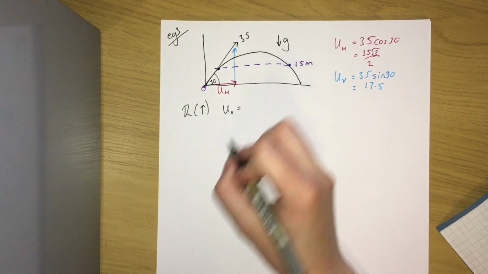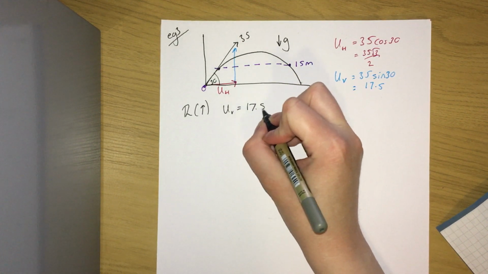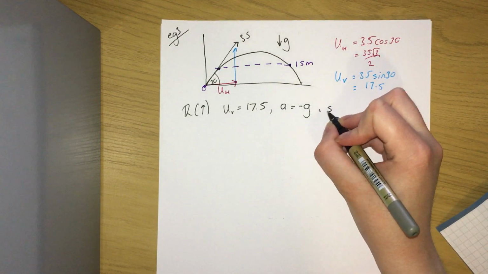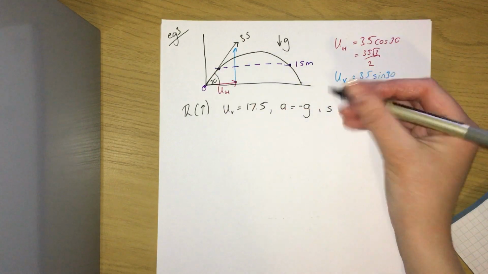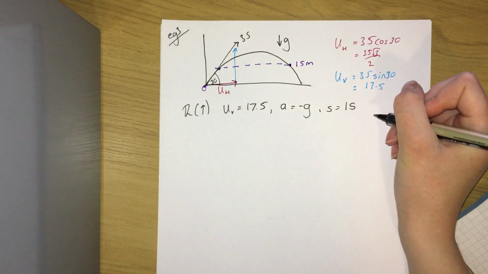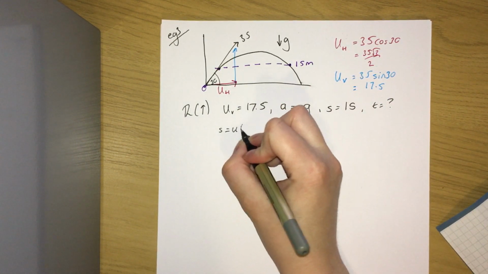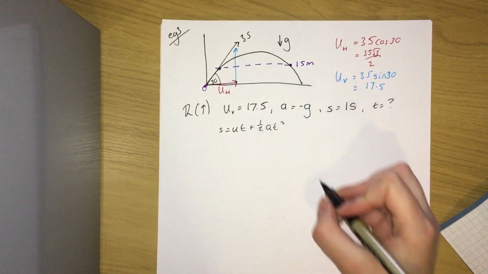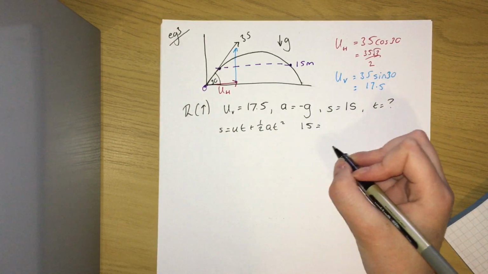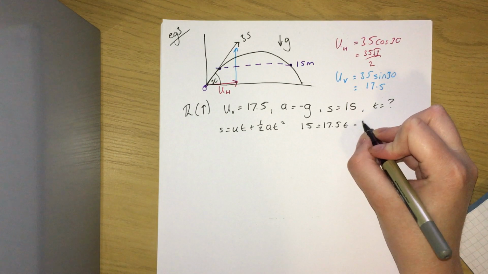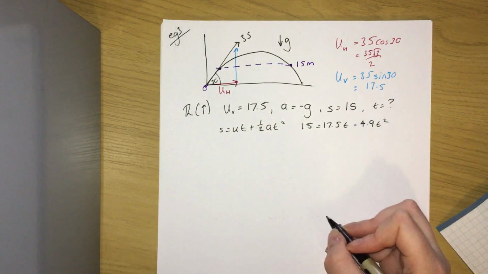I know my initial vertical velocity, which is 17.5. I know acceleration due to gravity is negative g. I know that the displacement I want to solve for is 15 metres vertically. So that's why I have more information, because I know about how high it is above the ground. And I want to solve for time. s equals ut plus half at squared. So 15 is equal to 17.5t minus 4.9t squared.